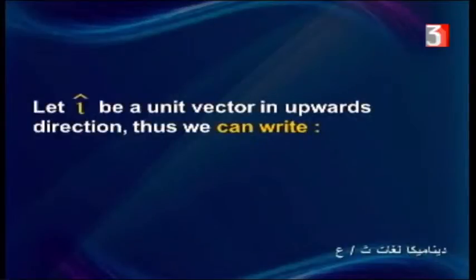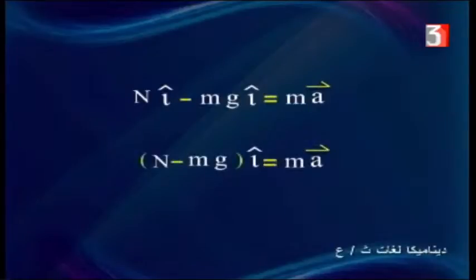Let vector i be a unit vector in the upwards direction. Thus we can write Newton's second law in the form F equals ma, where F is the resultant of the two forces acting on the body. Then Ni minus mgi equals ma, with N in the positive direction of motion and the weight mg in the negative direction. So (N minus mg) in direction i equals ma.